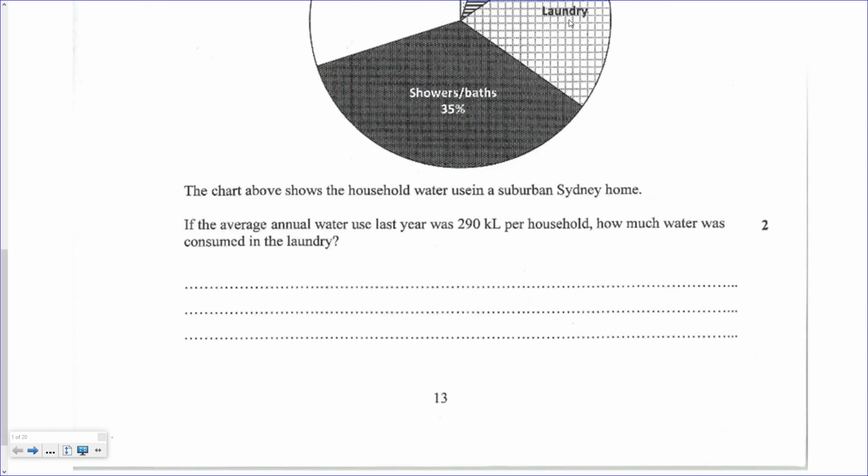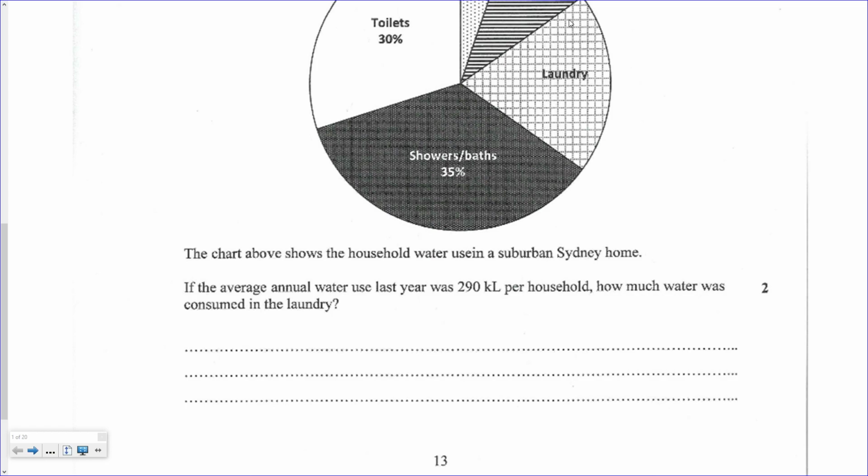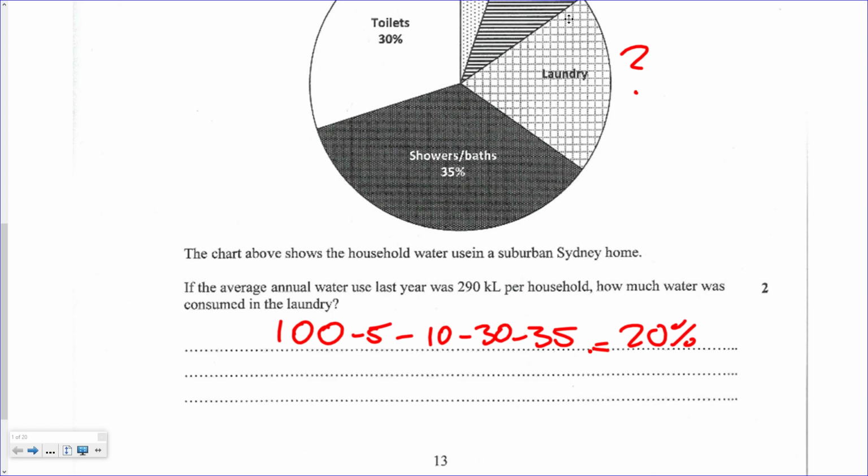So I just need to find, first of all, what percentage is laundry. Once I have that, I'll do 100, minus the 5%, minus the 10%, minus the 30%, and minus the 35%, which equals 20%. So straight away we found that laundry accounts for 20% of the water usage. You take that from everything, basically what's the remainder. But that's not what the question's asking. The question's not asking what percentage of water, it's asking how much water.